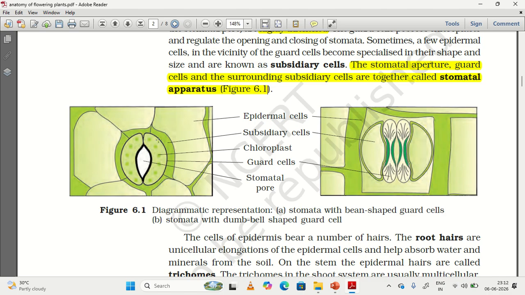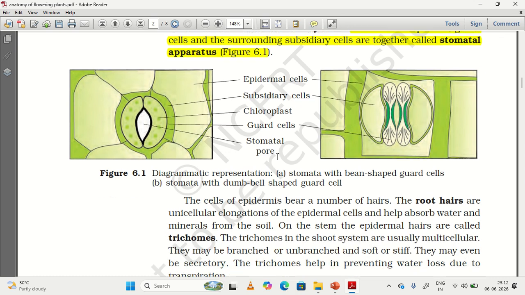So this is the bean shaped stomata seen in dicots, whereas in monocots or grasses they are dumbbell shaped. This is the epidermal cell and these are the subsidiary cells, and these cells have the guard cells, with the outer thin wall and inner thick wall. This is the shape difference. Please remember that bean shaped guard cells are present in dicots, whereas the guard cells are dumbbell shaped in monocots.